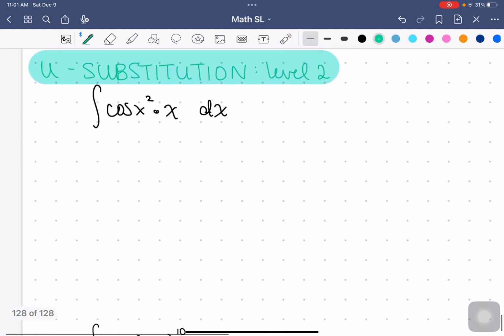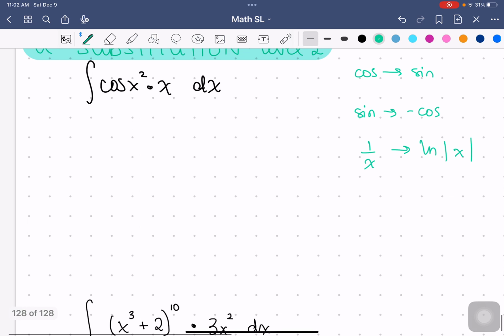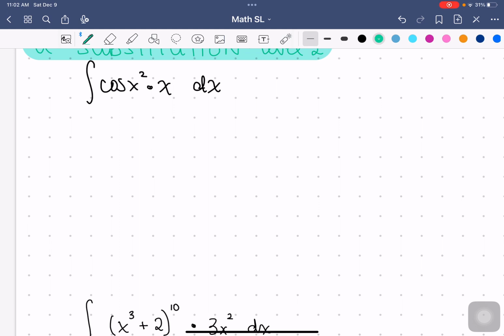All right, moving on. U-substitution, level 2. Before our test, we definitely need to know that, for example, our cosine is going to integrate into a sine. Our sine is going to integrate into a minus cosine. Our 1 over x is going to integrate into an ln absolute value of x. The rest are pretty obvious, they're power rules. We need to know that 1 over cosine squared is going to integrate into tangent. Basically, those are the staples. So definitely write those down, look them up, know them by heart.